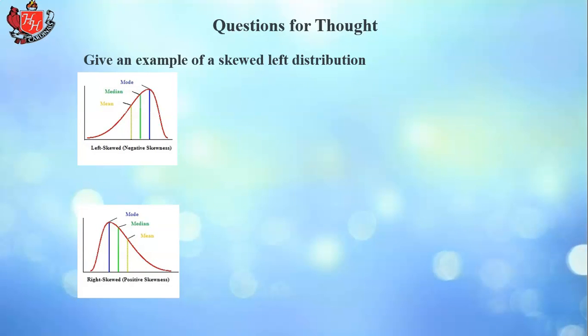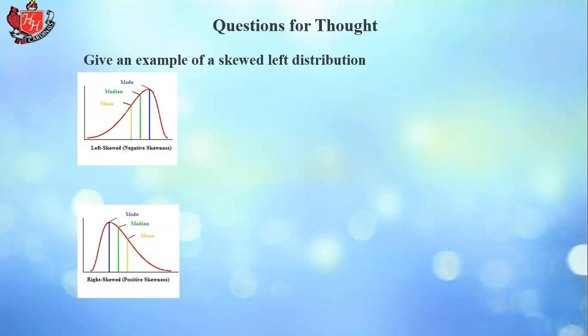Okay, so give an example of a skewed left distribution. Well, let's take test scores in a class. Assuming that most students have done their homework and they're prepared for the test, your mean from 0 to 100% is going to be maybe somewhere around 70 or 80. It's going to tend to be to the right, closer to 100 than to 0. So that would be an example of skewed left.